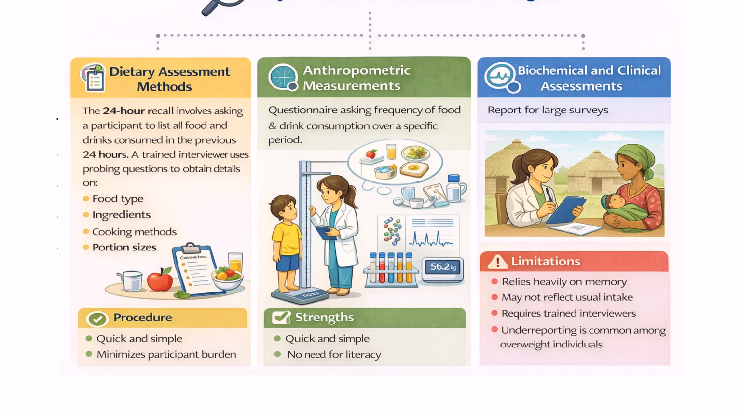There are four types. We have the dietary assessment method, the anthropometric measurement, the clinical assessment, and lastly, the biochemical assessment. Each of these categories offers different types of information, and choosing the appropriate method depends on the research objectives, the population, the time, and also the resources that are available.